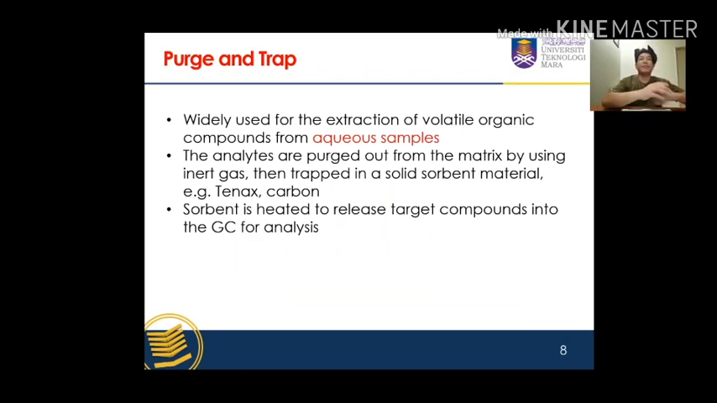Another technique of sample introduction to gas chromatography is the purge and trap method. This method is widely used for extraction of volatile organic compounds from aqueous samples, from water, wastewater, and industrial effluents. The volatile and semi-volatile analytes are purged out from the matrix, such as water, by using an inert gas, usually nitrogen, then trapped or collected in a solid sorbent material, usually Tenax and activated carbon. After that, the trap is heated to release the target compounds into the GC for analysis.